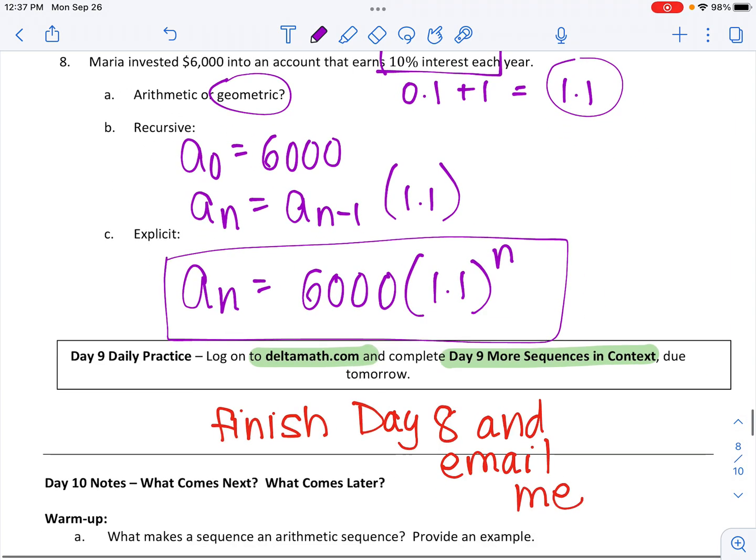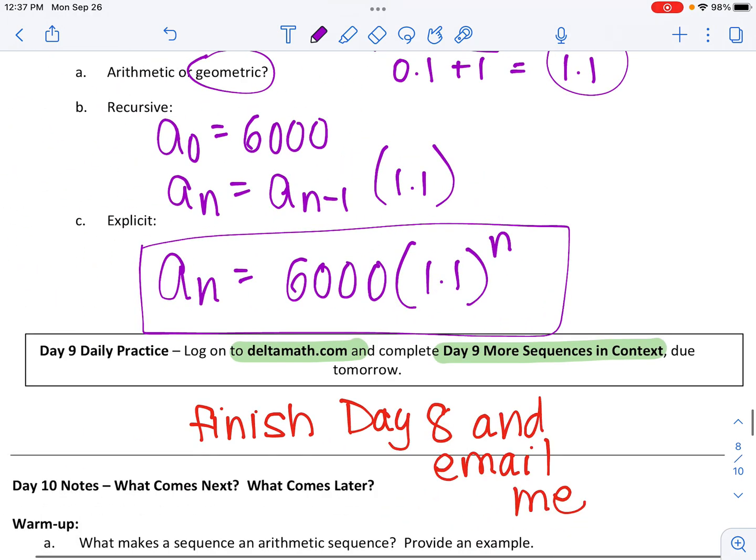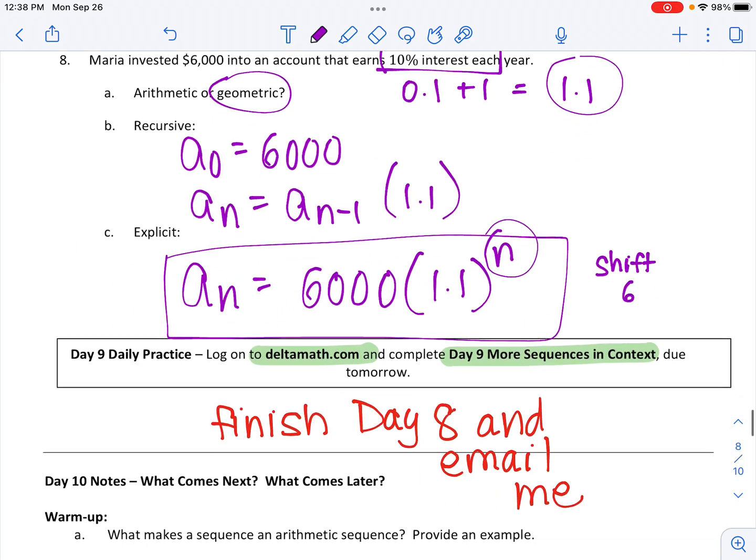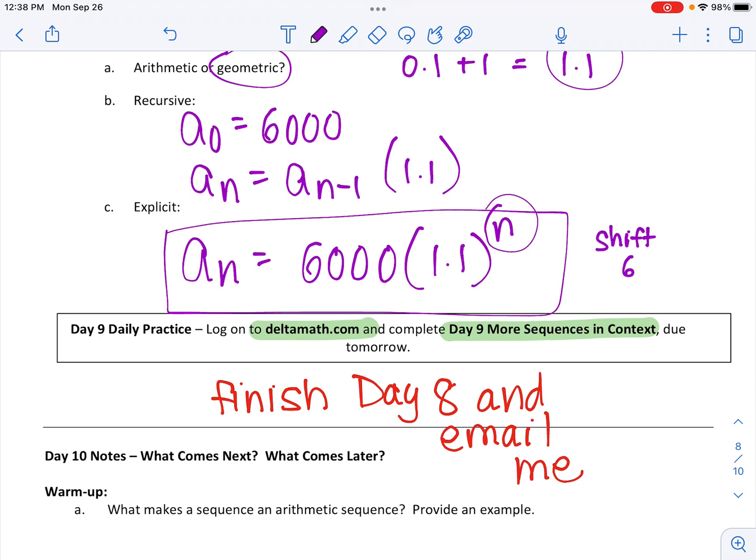So to practice this, we're looking at day 9 in Delta Math. It's very similar to day 8. Remember that if you want to type in the n power or n minus 1, hit shift 6 in Delta Math, and then you'll get that exponent. If you finish any missing work after I've graded it, then you want to email me and let me know. And that is it.